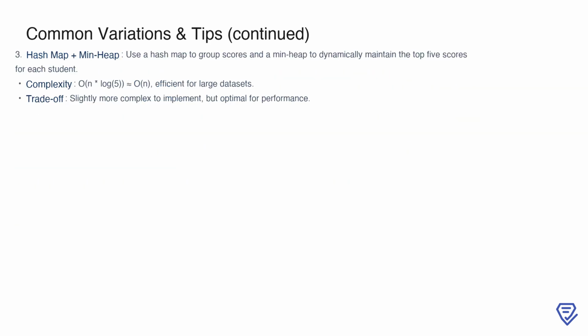The most efficient approach for this problem combines a hash map with a min-heap. By grouping scores using a hash map and dynamically maintaining the top 5 scores with a min-heap, you achieve a time complexity of n * log 5, which simplifies to n. This method is highly efficient for large datasets and avoids unnecessary overhead from storing or sorting all scores.